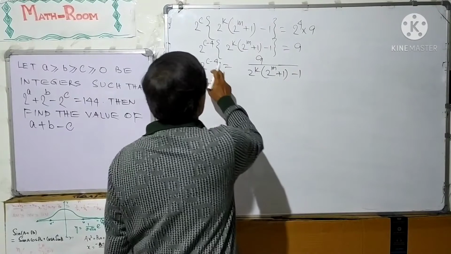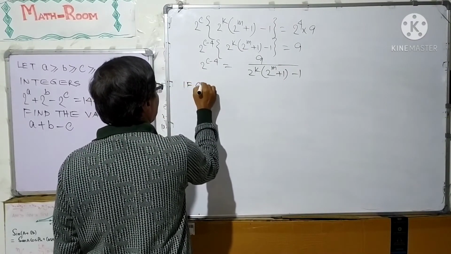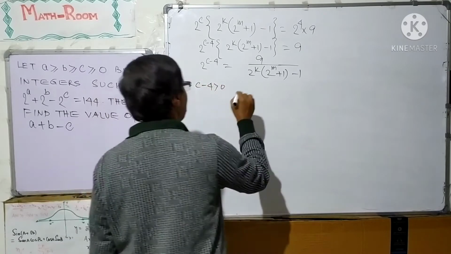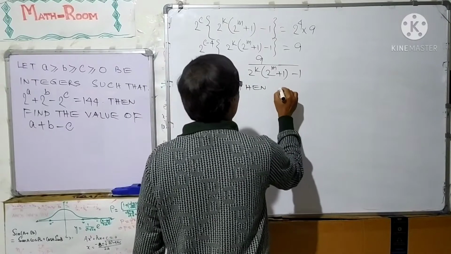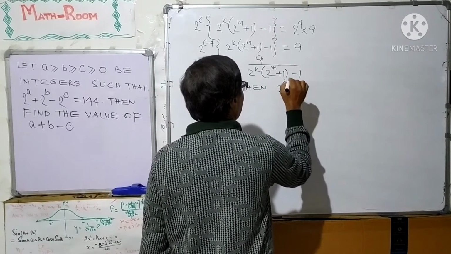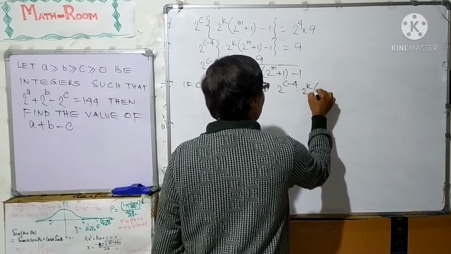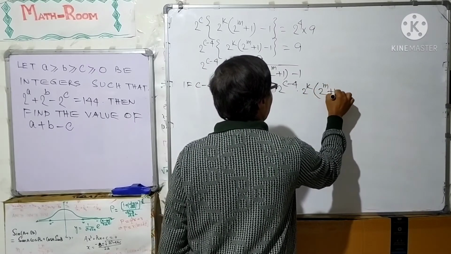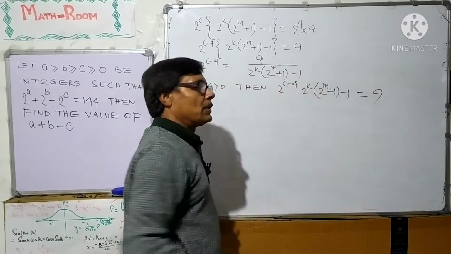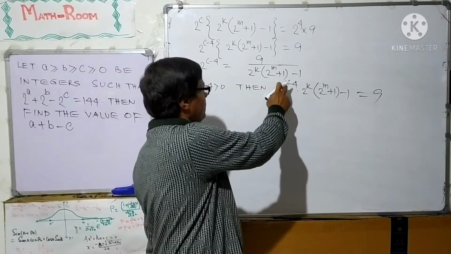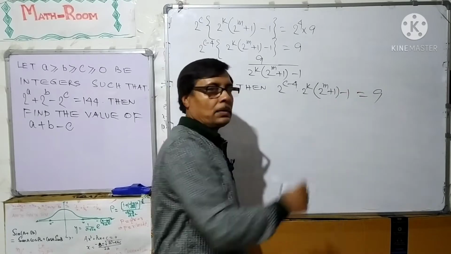Now, if c − 4 is greater than 0, then 2^(c−4) into (2^k (2^m + 1) − 1) = 9. Here 2^(c−4), where c − 4 is greater than 0, into this equals 9.